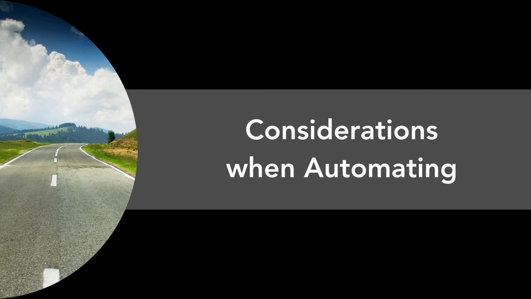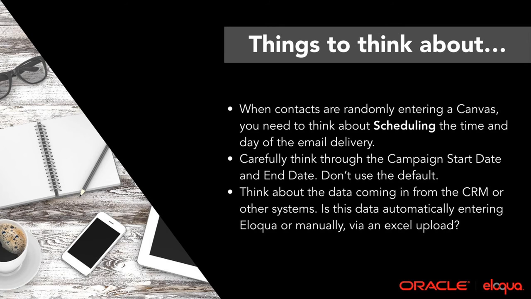Some other considerations when automating. Some of the key things to think about is certainly scheduling. You don't want to deliver emails always exactly when people respond. As I said, you may not want to be the type of brand that is seen to deliver things at 2 a.m. on a Sunday morning. You may want to wait till Monday 9 a.m. to follow through. Certainly need to think through start and end dates of campaigns and how that can impact reporting.